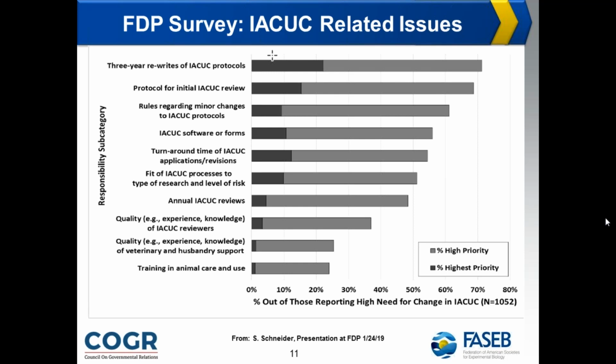Now, things that IACUCs can do is simply clone their approved protocol over and review that. Basically, take most of the burden off of the PI. The IACUC still has to review it, so there's still the IACUC burden that's there. So those are things that can happen.